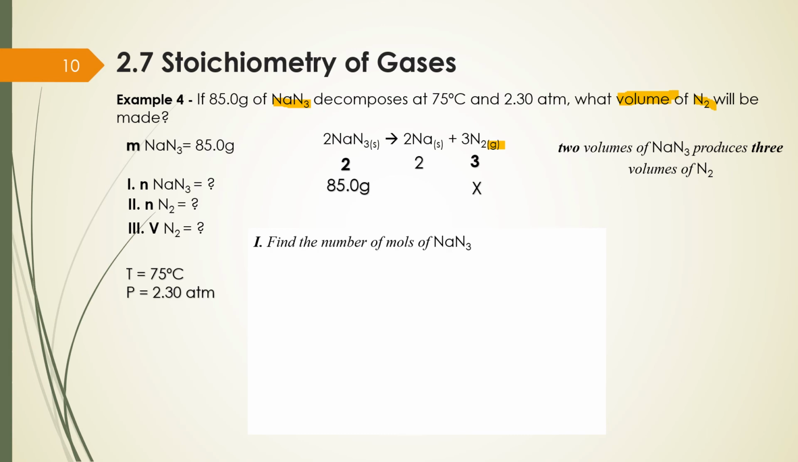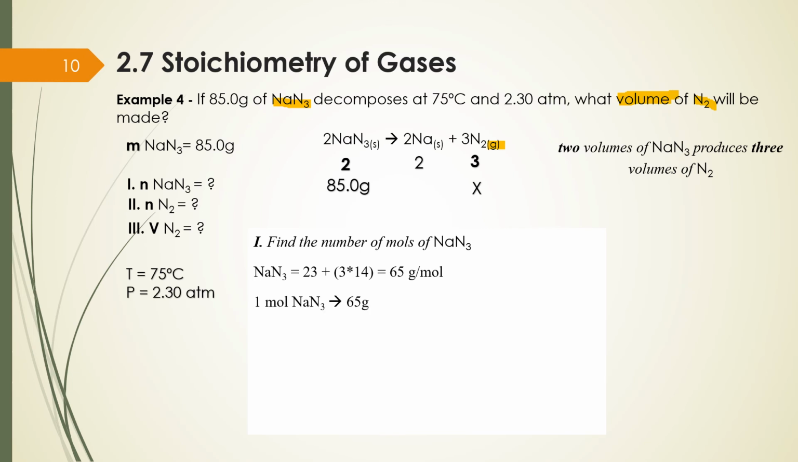Okay, so let's go. First step, find the number of moles of NaN3. How do I do that? I know the mass, so I need to calculate the molar mass. For NaN3, you can look in the periodic table. So it's 23 plus 3 times 14, which equals 65 grams per mole.